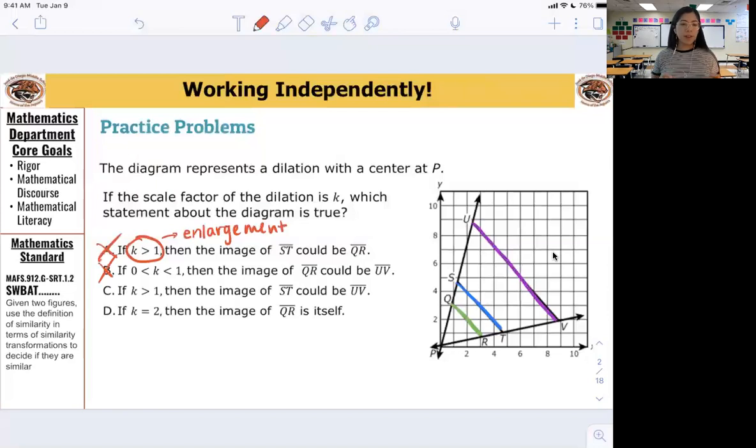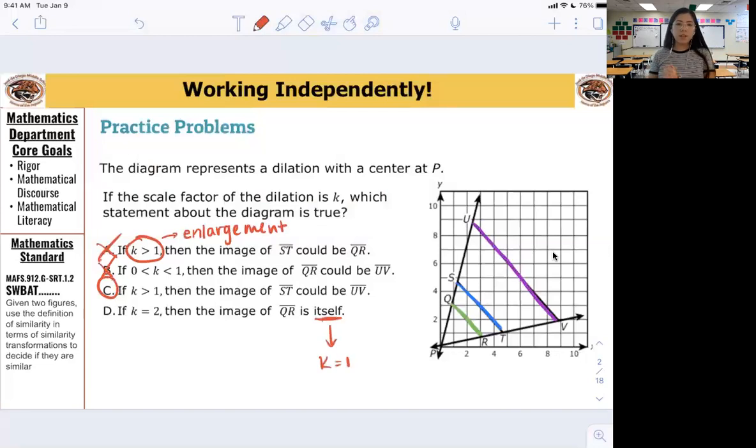C: if K is greater than 1, then the image of ST could be UV. I think that's true. Yeah. It doesn't say the actual value of K, but like we said, this would be an enlargement. So ST could become UV by enlarging. So yes, that is true. And let's check the last one. If K is equal to 2, then the image of QR is itself. Now, what would K have to equal? That would be if K equals 1, not 2.